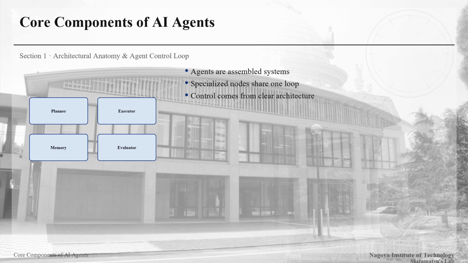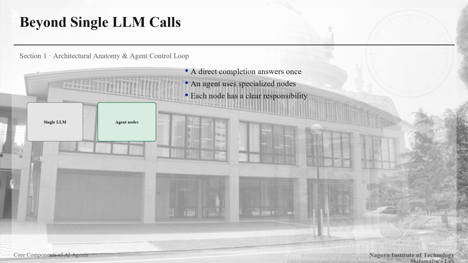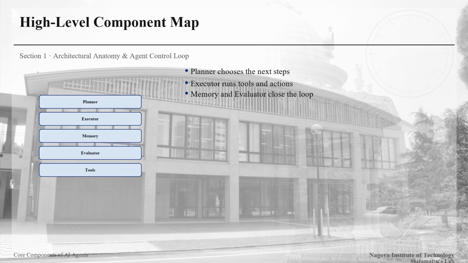Welcome. This course covers the core components of AI agents, how specialized nodes assemble into one controllable system. Unlike a single LLM call, an agentic architecture houses distinct specialized nodes that cooperate. The core map includes planner, executor, memory, evaluator, and tools working as one loop.